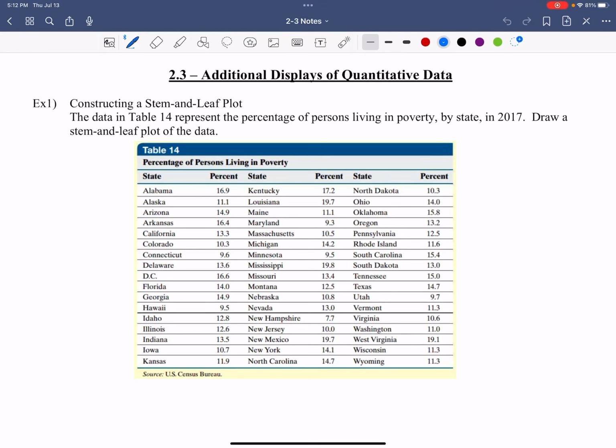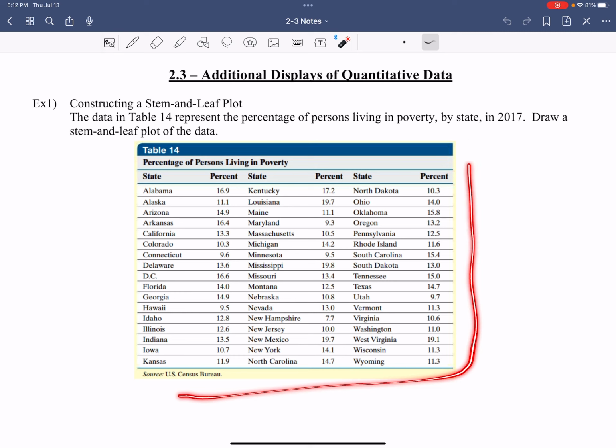All right, so we talked about certain displays of the quantitative data, and we're going to keep up with that today. So one of the most common, I would say, is to use a stem and leaf plot. All right, so a stem and leaf plot. Now, the data that we have is this monster of a table. It just really depends on what kind of data you're given, how to put together your stem and leaf plot.